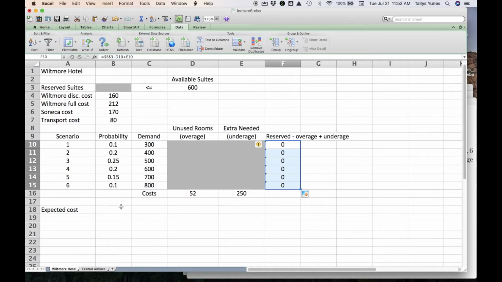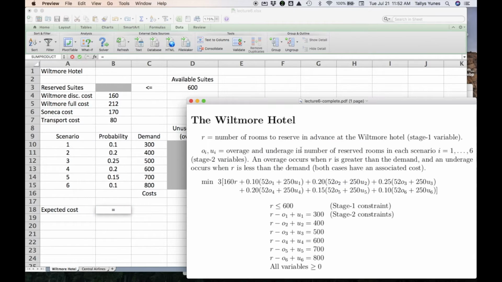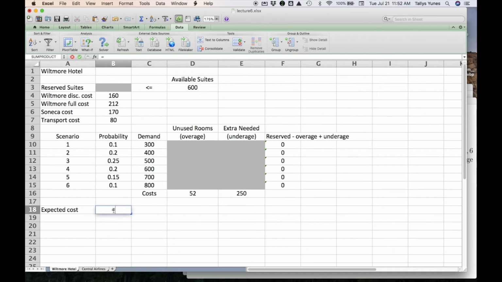Great. For the expected cost, we're going to have the following. Remember, it's 160R plus, now let's look at a little bit of algebra here. Notice that 52 is the same, no matter what scenario. So every O variable gets multiplied by the probability of its scenario, O2 times 20%, O3 25%, etc. And they also all get multiplied by 52. So you could go here and do the following. First of all, let me add the constant today cost with the 160 times R.